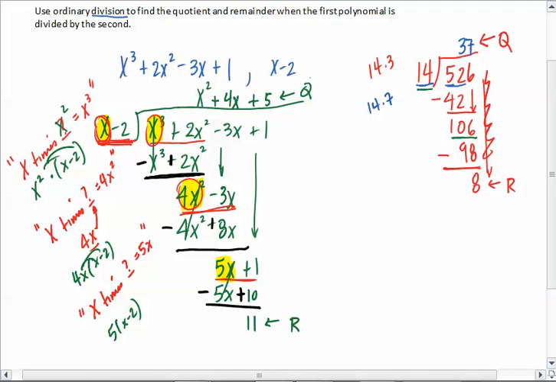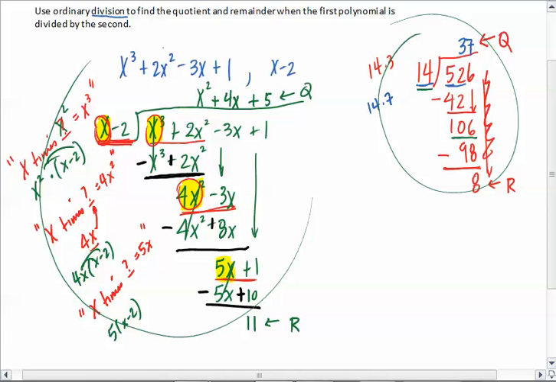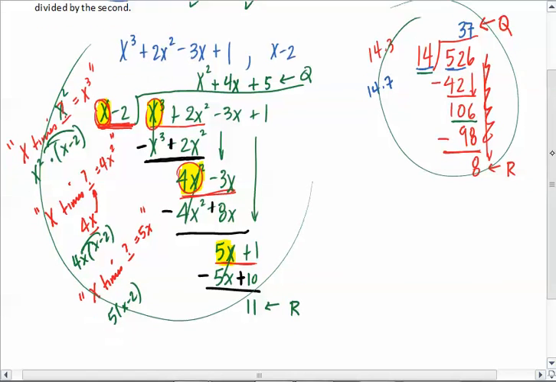All right, so not too bad. We do the same thing over and over, just like we do over here with arithmetic, we do with polynomial division. Okay, so did we find the quotient and remainder? Yes, we did. All right, let's take a look at another one.